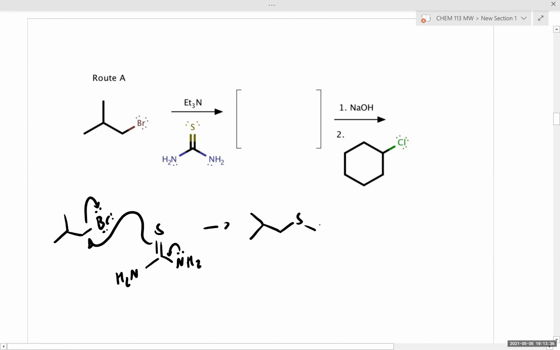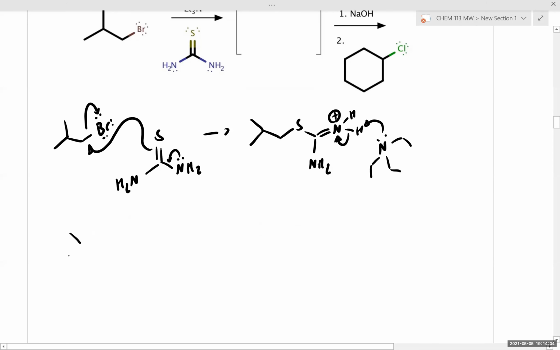So we formed a carbon-sulfur bond. And now, because we have a base present in solution, triethylamine will just pull off a proton from this aminium-like species and give us our neutral SN2 displacement product.